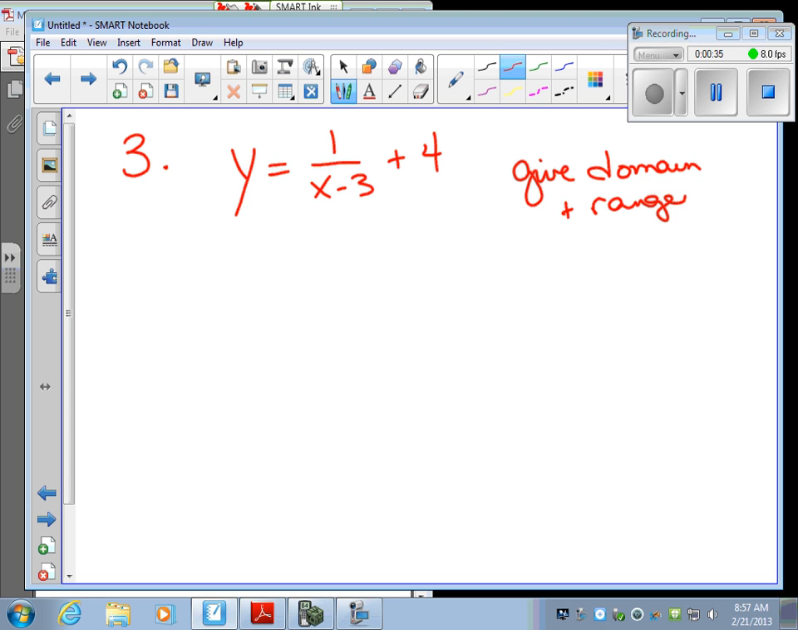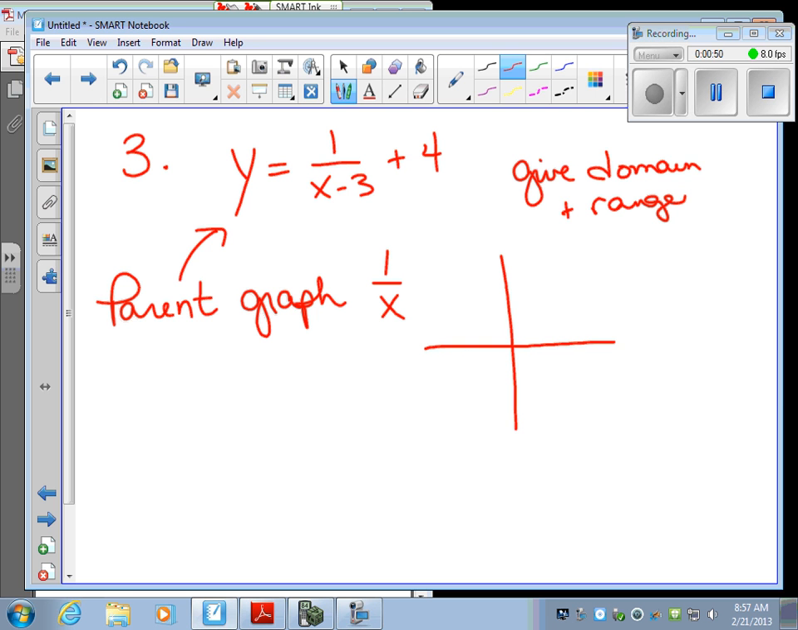So the parent graph for this, and the thing that I think is the most important thing for you to understand on this particular test, what I would love for you to have mastered, is that the parent graph is 1 over x, and that parent graph looks like this. So without graphing any points, I just know that the general shape of this looks like that.